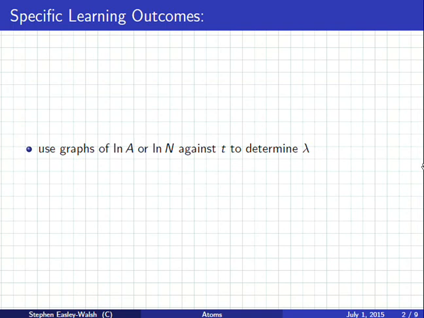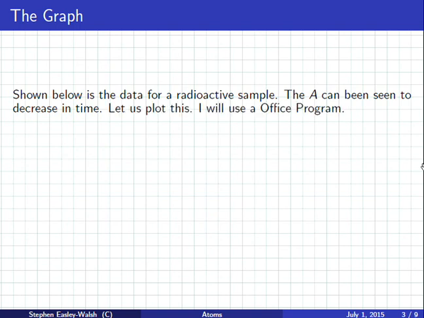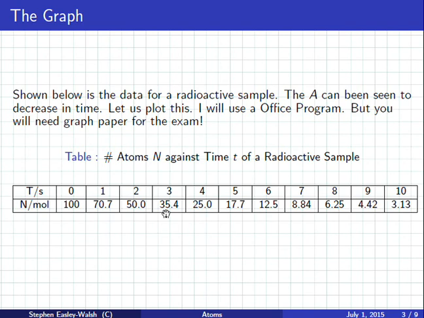So we're going to look at graphs of log A and log N, basically. Okay, so let's have a start. Below, I'll have some data for a radioactive sample, and you can see the A decreases. But of course you knew this already. I'm going to use an office program to draw this graph, but in the exam you will need to use graph paper, of course. So anyway, what you need to write down is this data here. So just write this data down.